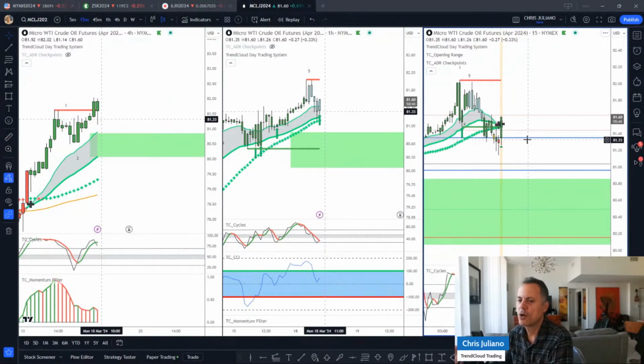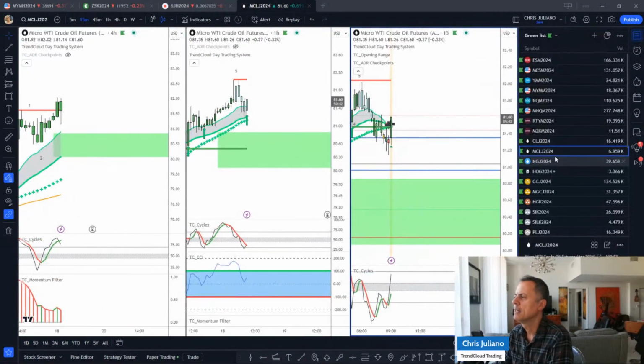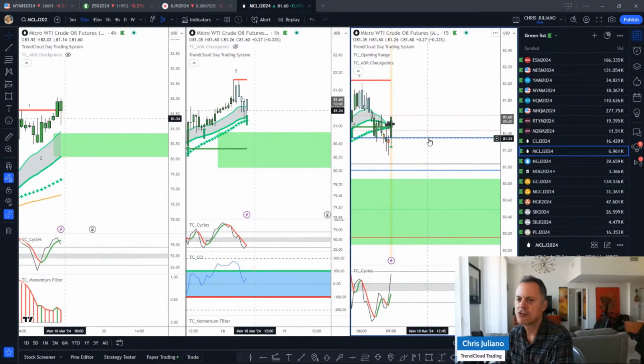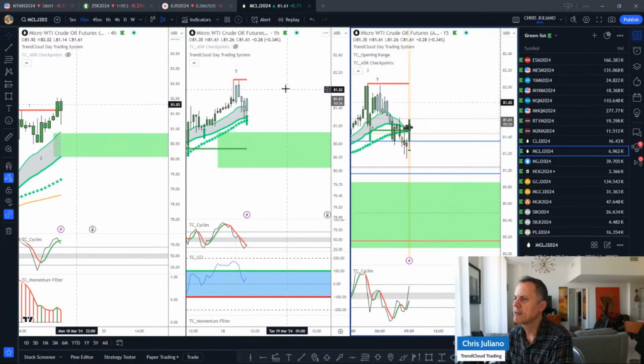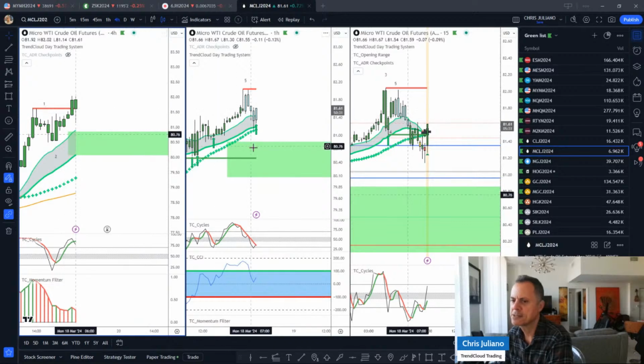So that's why we're using these strategies and the opening range. We use supply and demand zones. It's really a mapping system, right? It's telling us the story across multiple time frames.